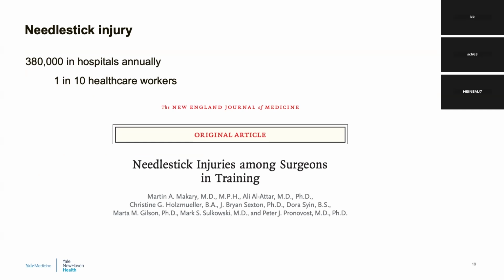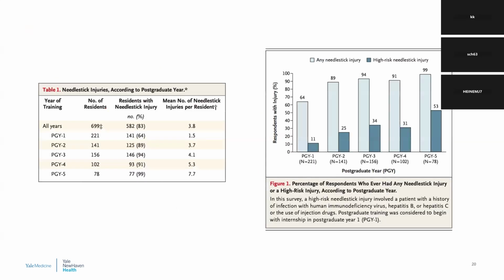Interestingly, Martin Makary, who's the first author here, is going up to be FDA commissioner, I believe, next week. So he's gotten a lot of COVID-based notoriety. But these two guys authored this really groundbreaking study looking at needle stick injuries in healthcare workers. And they looked at surgical residents, and table one there, I believe this is cumulative data, but by the end of a PGY 5 year, residents with a needle stick injury was 99%, with an average of 7.7 needle sticks over the course of their residency.